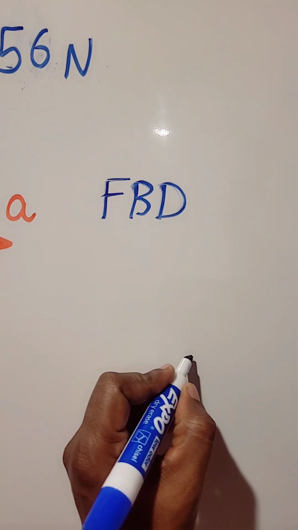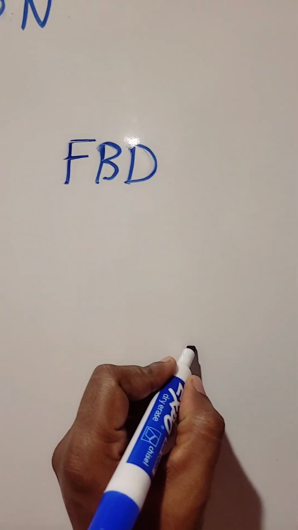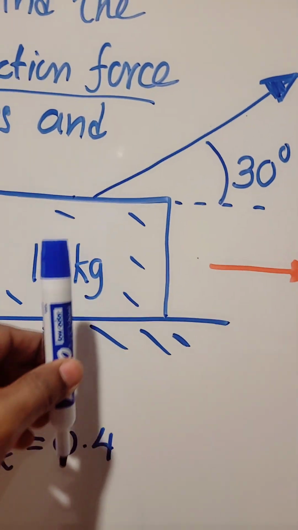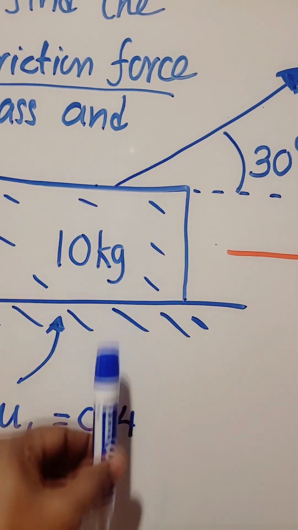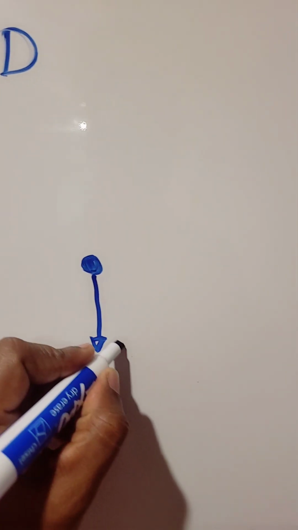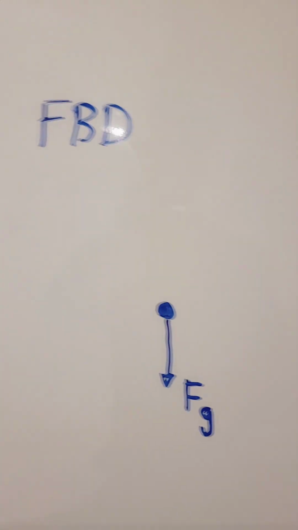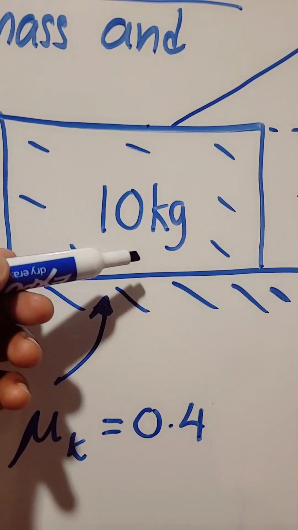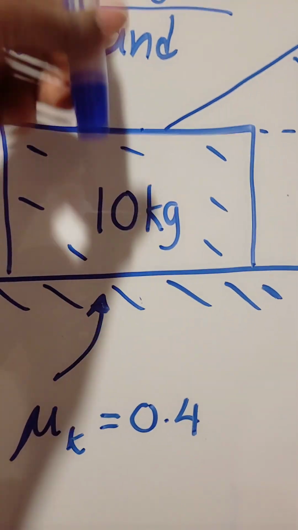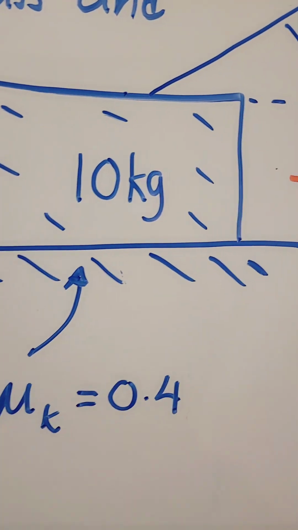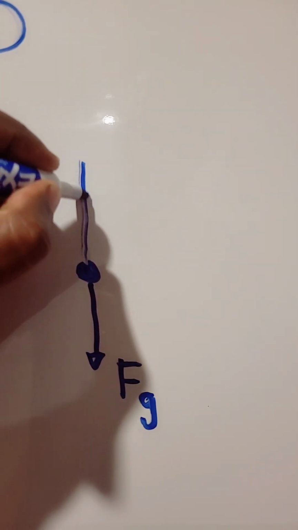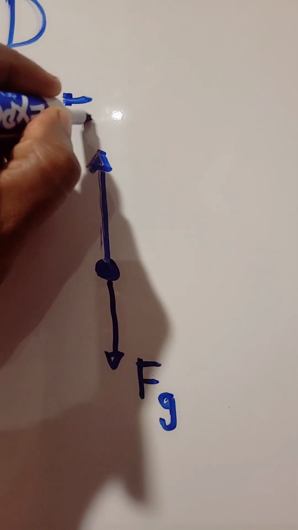Okay, so I'm going to replace the object by a dot and then draw all the forces. I always start with the gravitational force. You can't go wrong with the gravitational force, right? It's vertically downward. So I'm going to write that as F sub G. And then there's a contact between the object and the surface. As a result, there's an upward force acting on the object due to the surface, and that is what we call the normal force. So this is the normal force acting on the object, F of n.